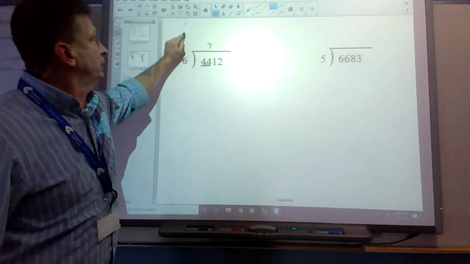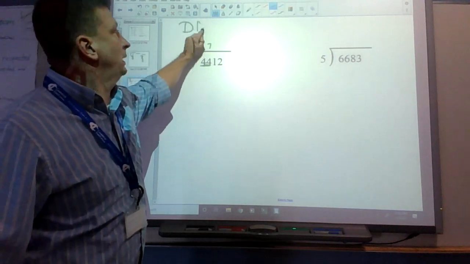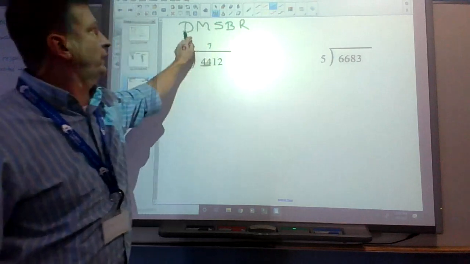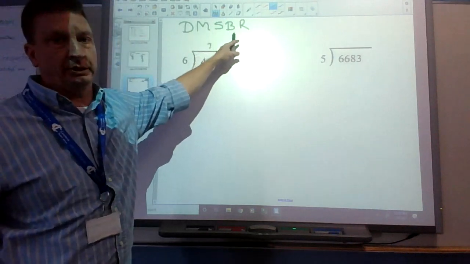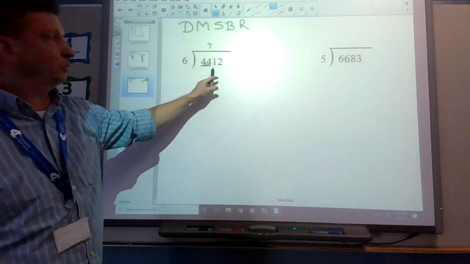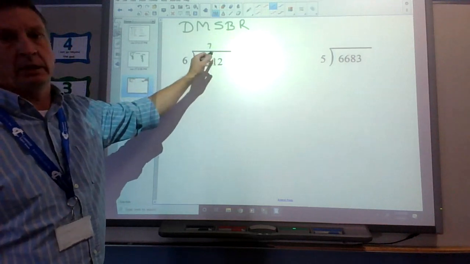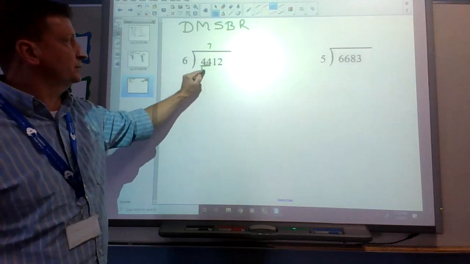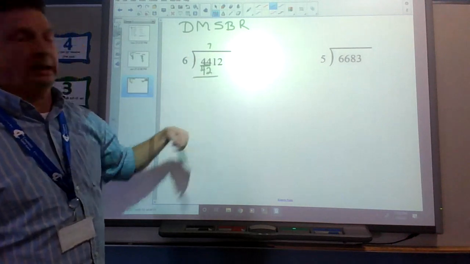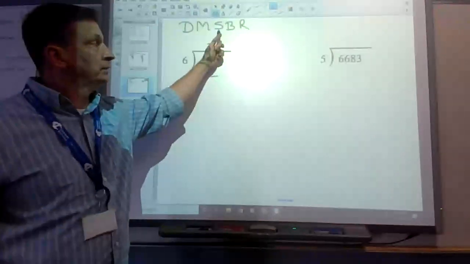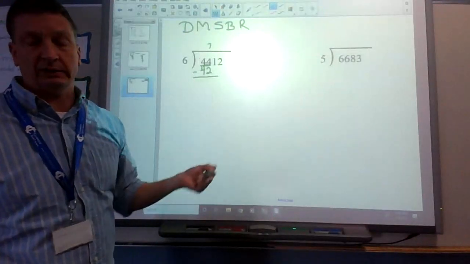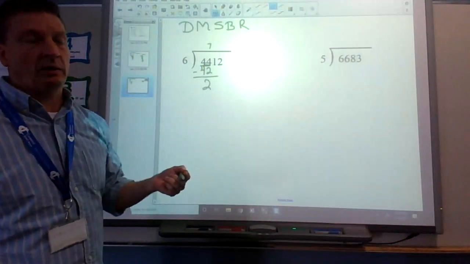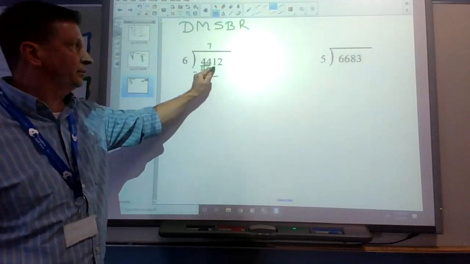And remember our mnemonic device, Dad, Mom, Sister, Brother, and Rover. So divide, multiply, subtract, bring down, repeat. I just divided. 44 divided by 6 is 7. Now I need to figure out what that is. Well, 6 times 7 is 42. And now I've got to subtract to see how many pieces I still have left. I still have 2 pieces left of that set. Now I need to bring down my next number.